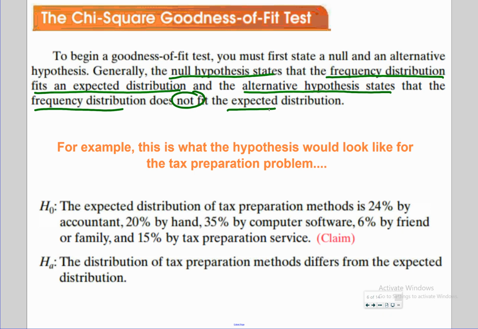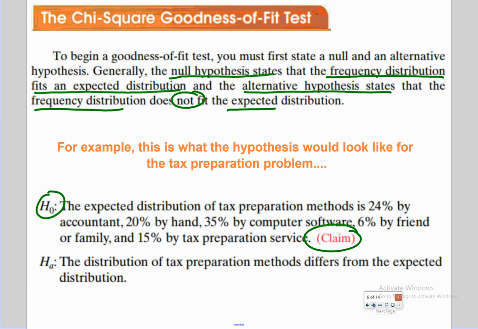Okay, so for example, it's written up here for the tax preparation problem we did a couple slides ago. The null hypothesis is that the expected distribution matches what we expected to happen: the 24% for the accountant, the 20% by hand, the 35%, 6%, 15%. The alternative hypothesis is that it differs. It's not the expected distribution. Okay, so very plain and simple. Again, the claim is going to be the null with all of these, well, I shouldn't say all. In most cases, the claim will be the null. We're claiming that it fits a certain distribution.